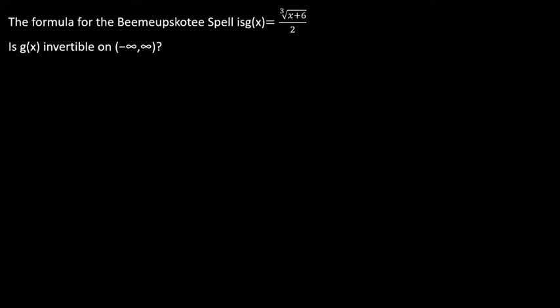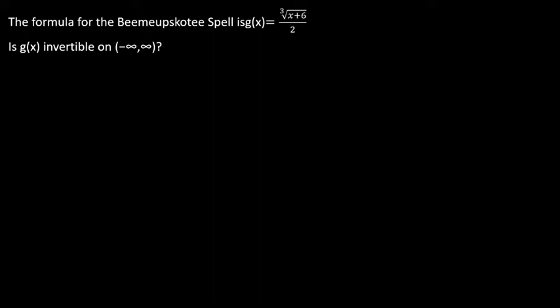The formula for the beam me up Scotty spell is, and they give it to us, and they want to know if this one is invertible. So I feel like I've already talked in detail about how to figure out if something is invertible, so if needed, please rewind. Shortly, I will just repeat. Invertible meaning it's one-to-one. Each y value has one x value. Each x value has one y value.